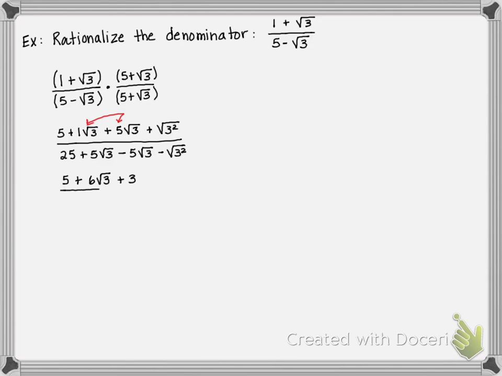Okay, then in the denominator we have 25. That one is for sure. And then combining like terms here, we get 0. Right? 5 root 3 minus 5 root 3 is 0. And then minus the square root of 3 squared, which is 3. So we're going to end up with 8 plus 6 times the square root of 3 over 22.